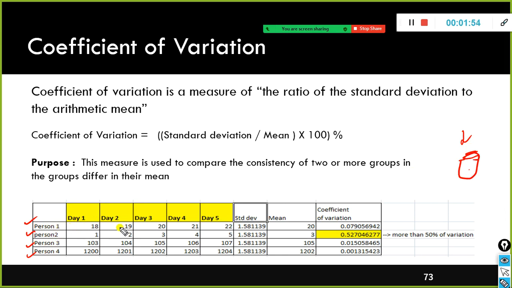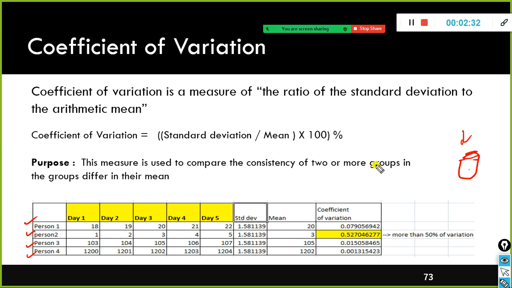On day 1, this machine filled 18 Coke cans. Day 2, this is the number. You need to interpret this data like this. Machine 2 on day 1 was able to fill only 1 can, and on the second day only 2 cans. The third machine fills more cans. For machine 4, the number of cans filled is very high compared to the others.